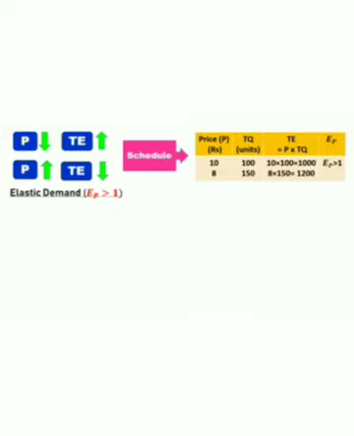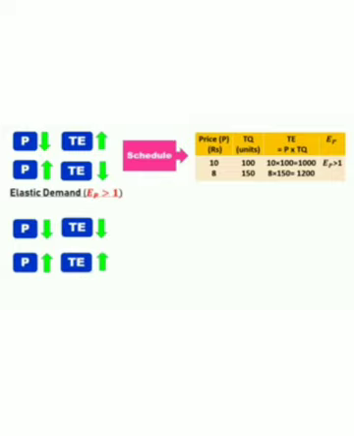Again, if with a fall in price, total expenditure decreases, or with a rise in price, total expenditure increases, then demand is said to be inelastic. That means EP is less than 1.